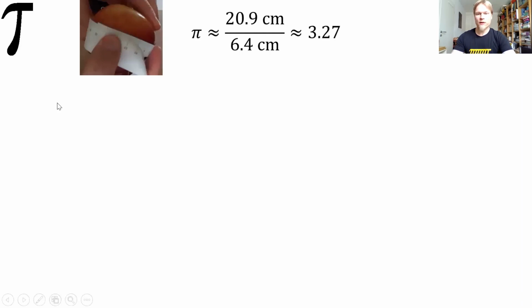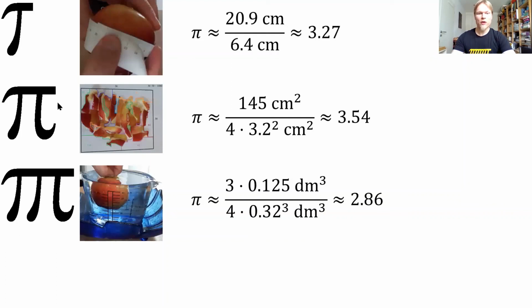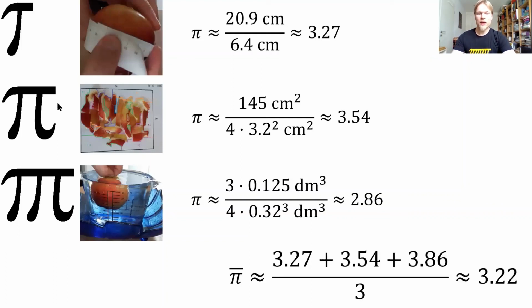Here is a summary of the three approaches. Pi calculated by the circumference, the surface area, and the volume of an apple. Determining an arithmetic mean, I get a very good approximation for pi.